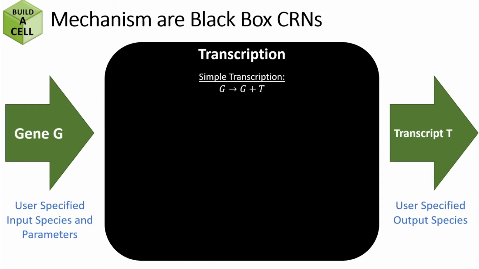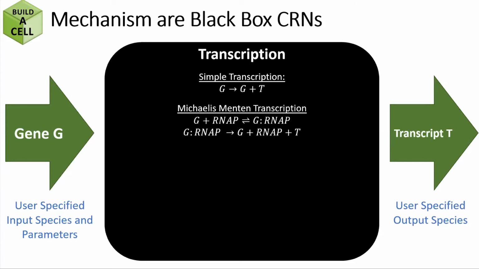For example, I might have this very simple transcription model where one gene catalytically produces a transcript, and I'm really neglecting the whole process here. I'm just talking about the idea that a gene produces a transcript. In reality, I know RNA polymerase is actually important, and maybe I'd have RNA polymerase bind to my gene to then catalyze the production of a transcript that way. In this case, I'm using a mass action chemical reaction network with 3 reactions.